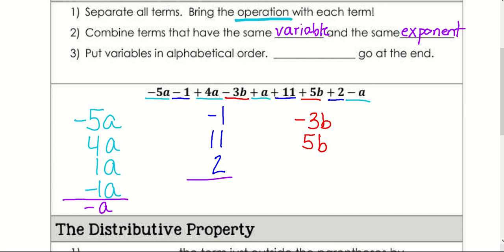Doing the same with my constants. Negative 1 plus 11 is 10, plus 2 is 12. And now with the terms with b in them, negative 3 plus 5 is 2b.